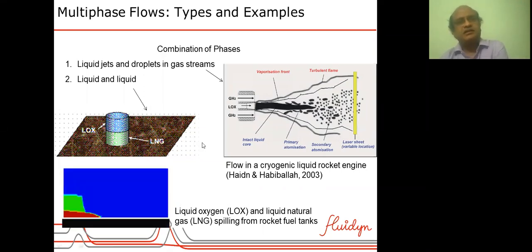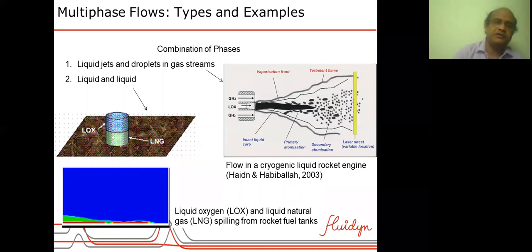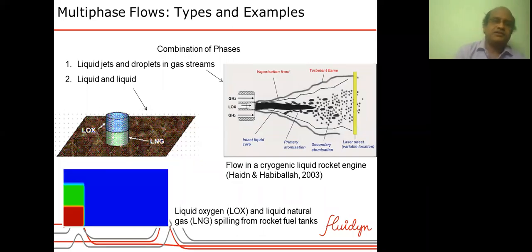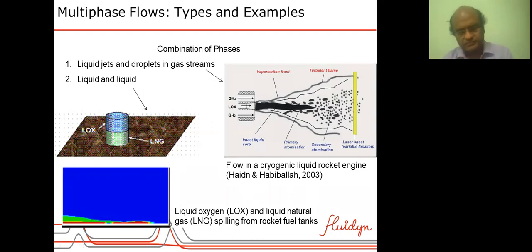Another type of flow is where both the phases are liquid. You know the example of oil and water. They are immiscible, so if you want to study a flow involving separate liquids, it can be treated as a multi-phase flow. One example is shown on the left-hand side. Again, this is related to space launch vehicles.